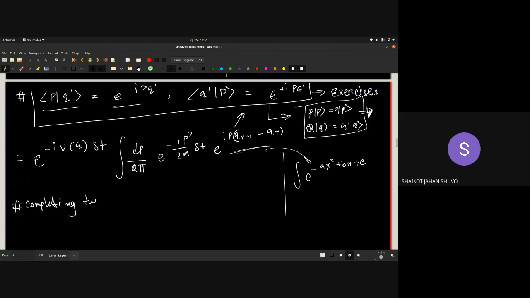Completing the square, you can try the following substitution, or you can even try to figure that out by yourself. The substitution goes like this: p prime is equal to p minus m times (q minus q prime) divided by your delta t. Is that clear, everybody? Instead of q prime, you can write q of r plus 1. Instead of q, you can write q of r. So it's just a matter of notation.